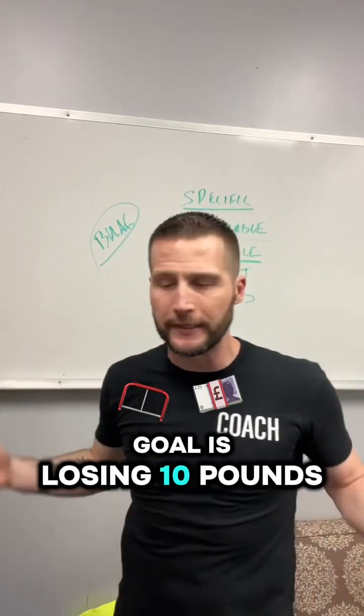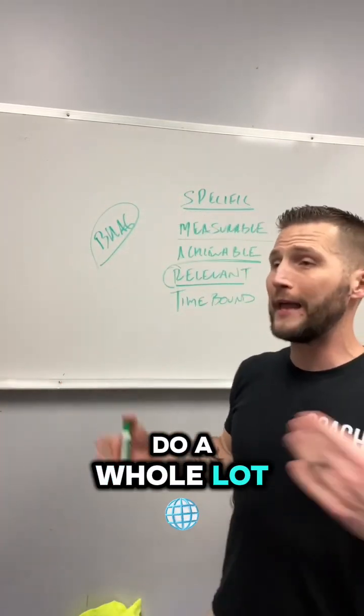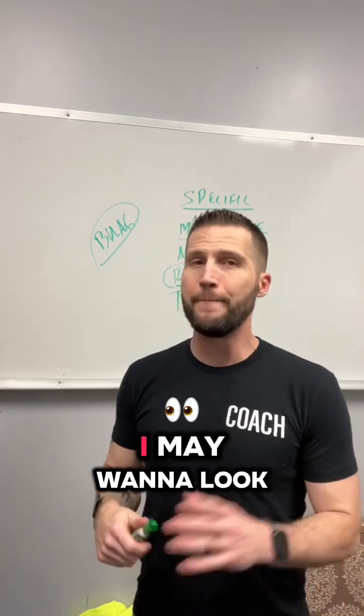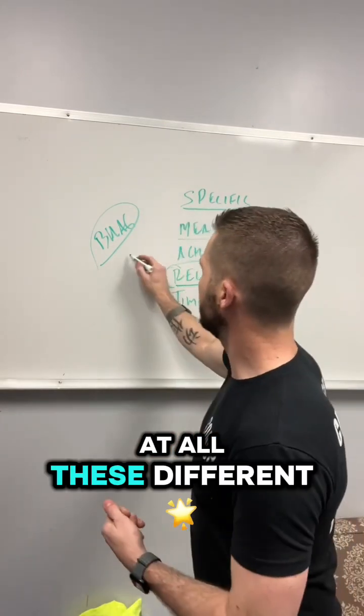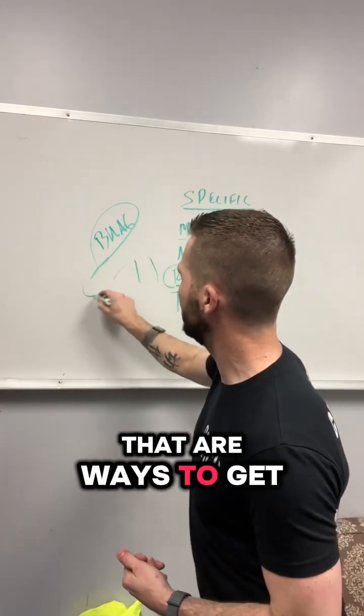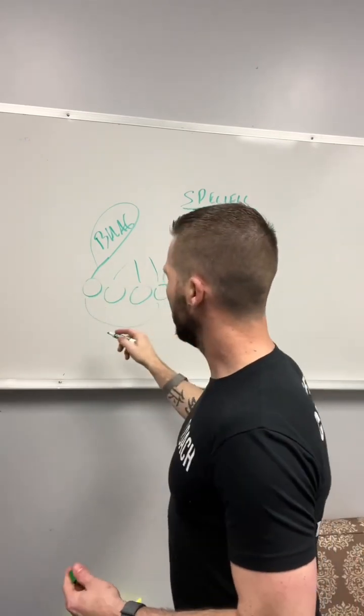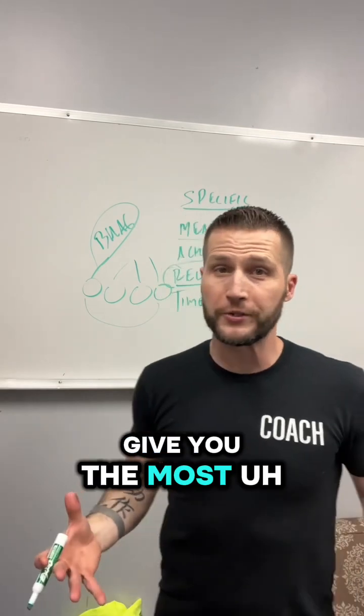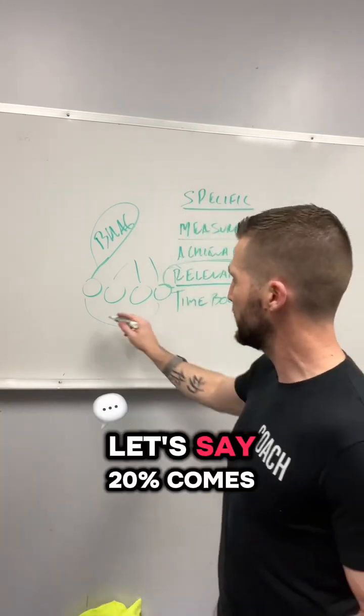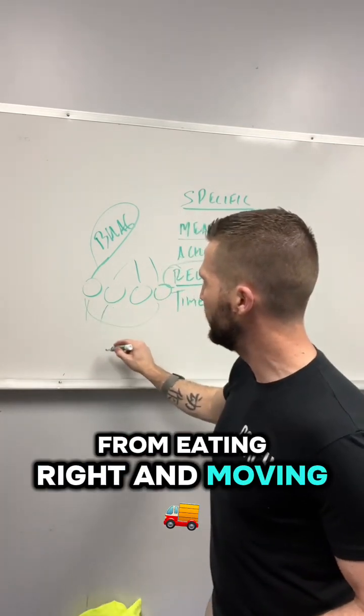Let's say my main goal is losing 10 pounds. And I could do a whole lot of things to get to that main goal. I may want to look at all these different bubbles that I have that are ways to get to it and say, okay, out of these four, which one is going to give me the most bang for my buck, if you will? Like, let's say 20% comes from eating right and moving your body.